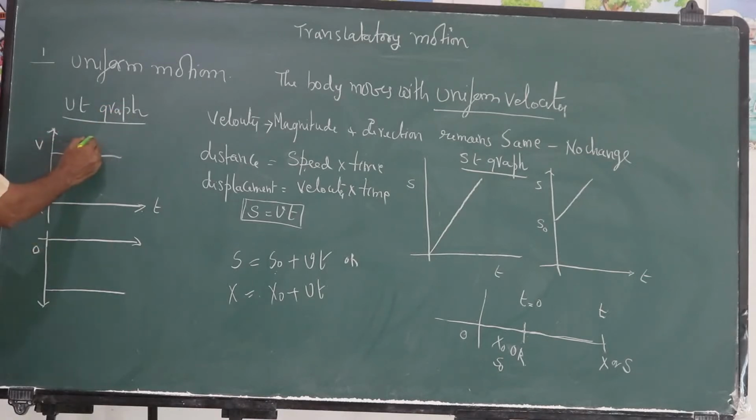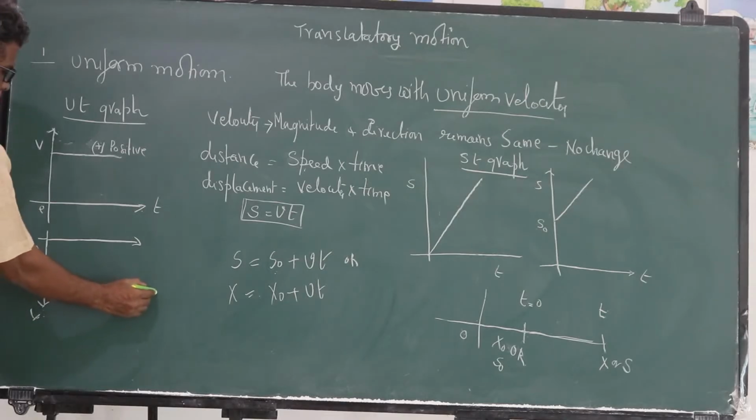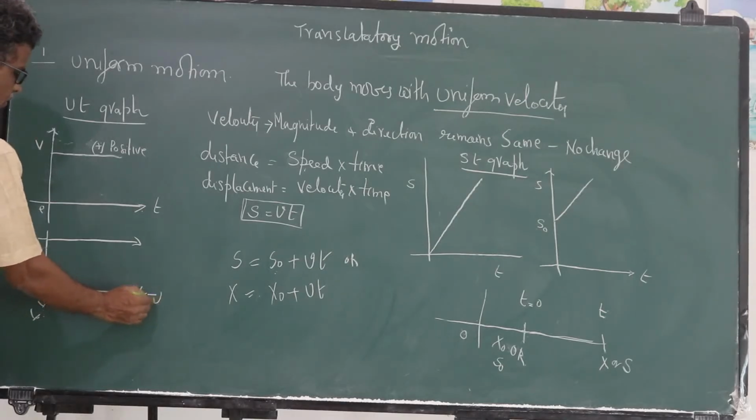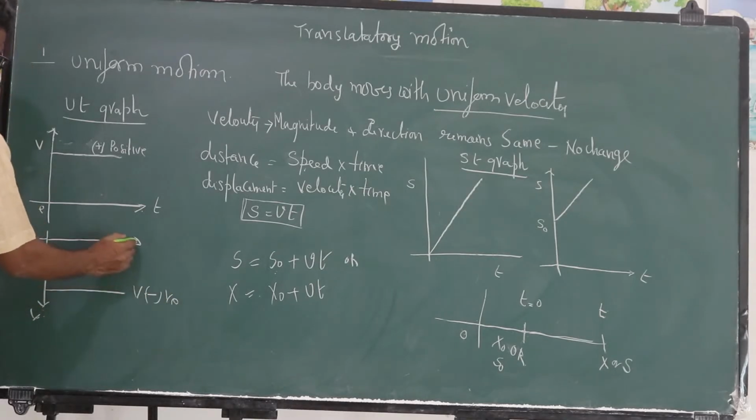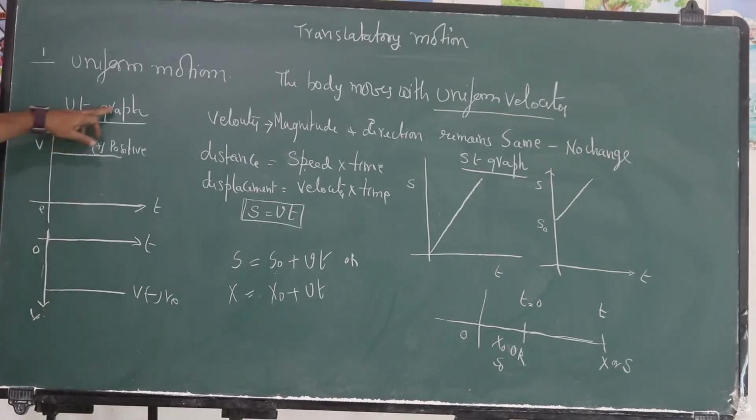So these are the VT graphs. Here the velocity is positive. I said velocity may be positive or negative. Here the velocity is negative, this is the negative y-axis. This is the time. This is the positive y-axis, this is the negative y-axis. These are the two VT graphs.